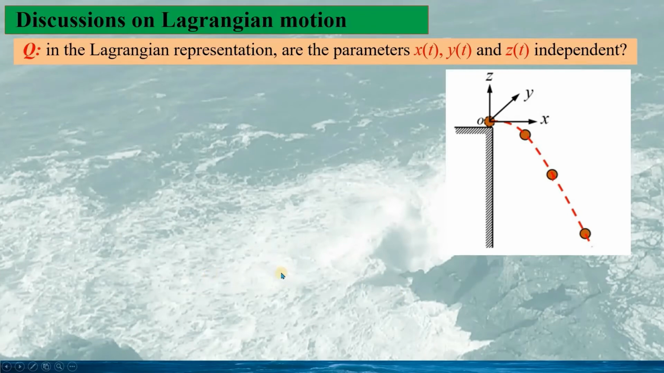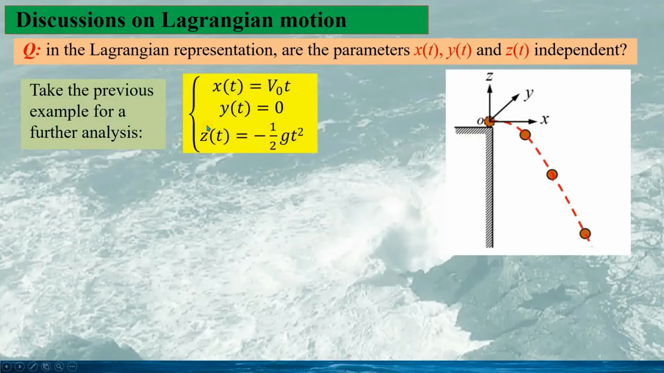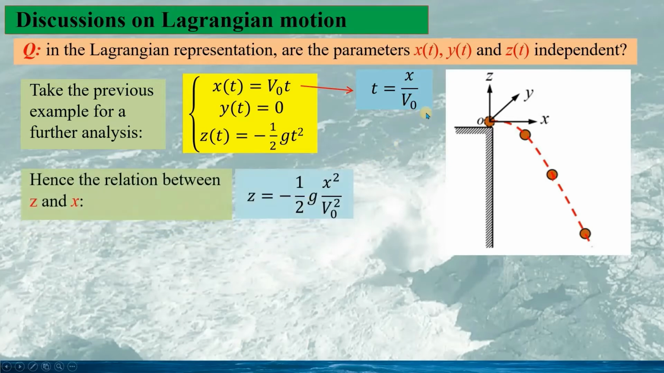My purpose is to answer this question: in the Lagrangian representation, are the parameters x, y, and z independent? For this example, we have the solution in the previous slide given as this. And from the relation between x and t, we can obtain t equaling x divided by v0. And we substitute this relation into the last expression. We could build the relation between z and x given as this.